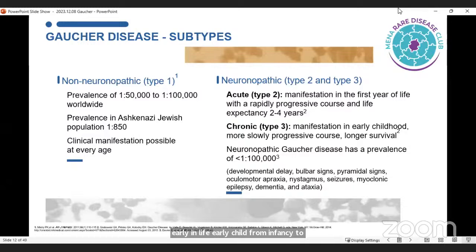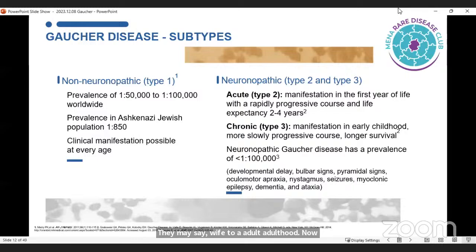Then we have 2 forms with neurological manifestations, Gaucher disease type 2 and type 3. These are very rare, incidence less than 1 in 100,000. The difference between type 2 and 3: type 2 we can call acute, where manifestations appear early, typically during the first year of life, and it's rapidly progressive, and typically children die between the ages of 2 to 4. Now we have the other type, which is type 3. Still the age of onset is early childhood, but progression is slower, and they may survive longer, possibly to adulthood.